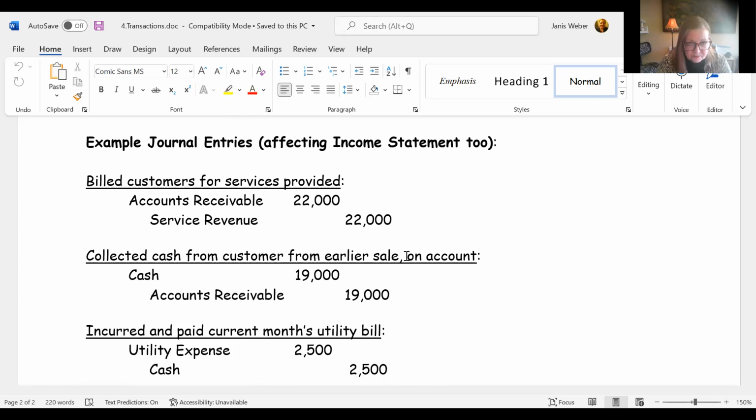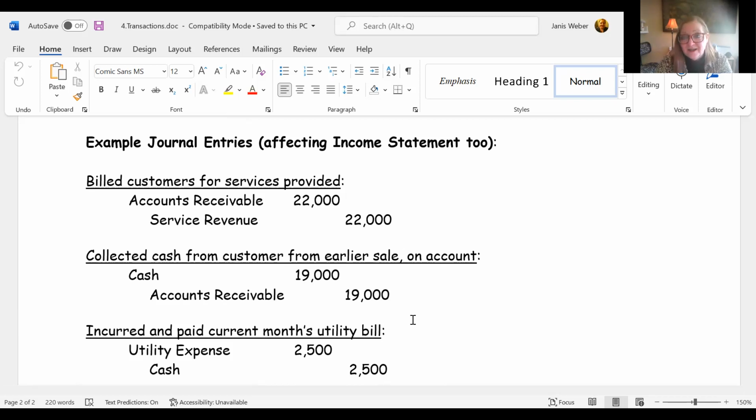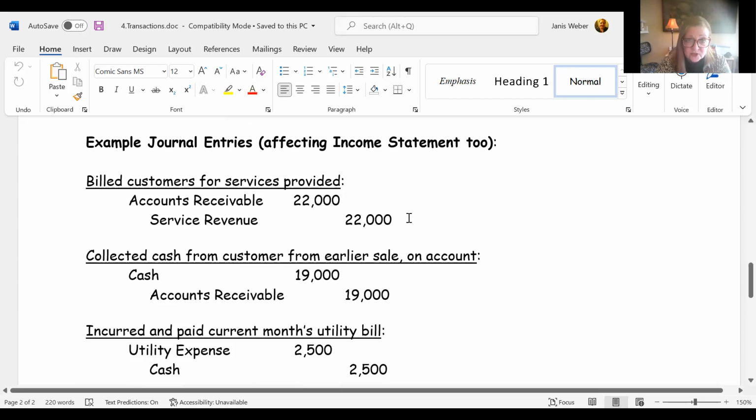All right, so the next one, we collect some of the cash from the customers on account. If we collect cash, that means cash is increasing. We debit cash for that amount, and then we credit the receivable account to track the fact that it's not all due anymore. So we aren't going to receive all of it. We just got 19,000 of it right now. If it was just this one transaction, it's 22,000, we would only have 3,000 left in our accounts receivable balance after these two transactions, right?